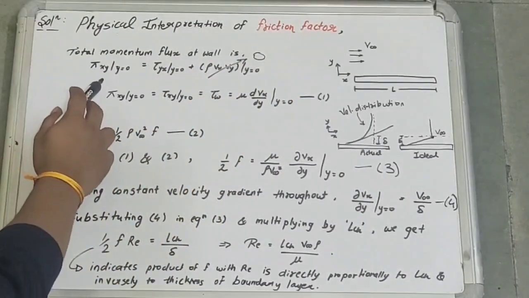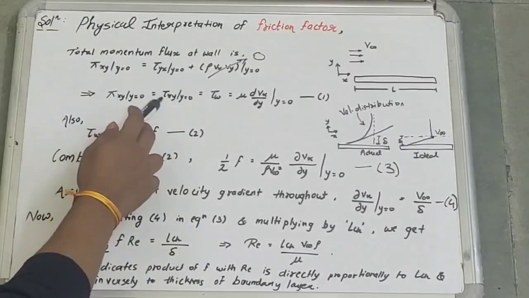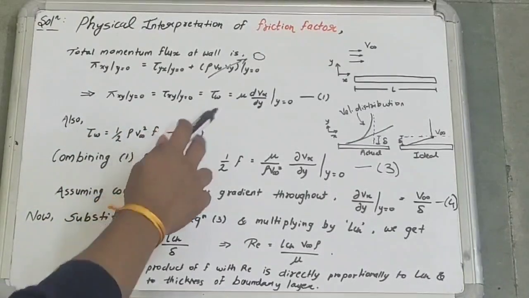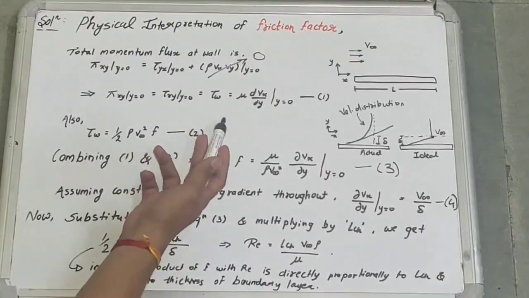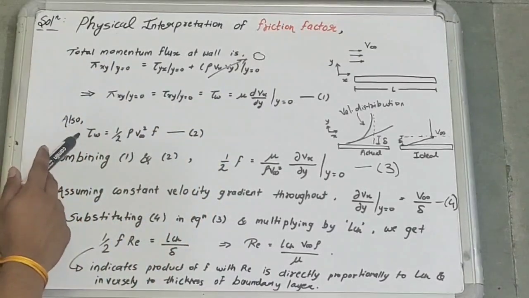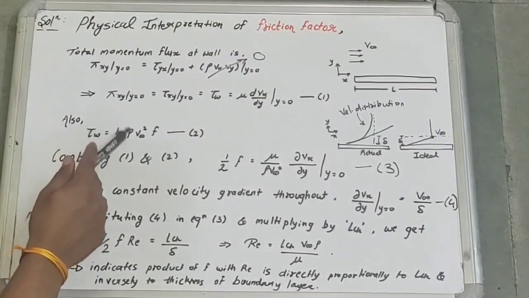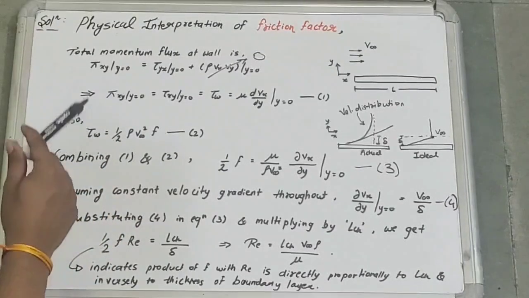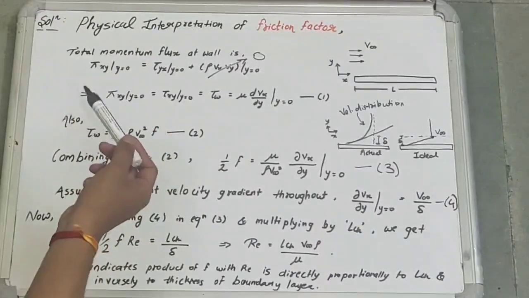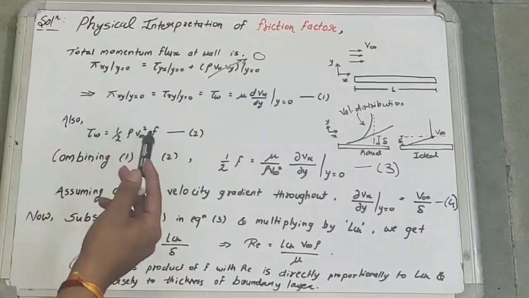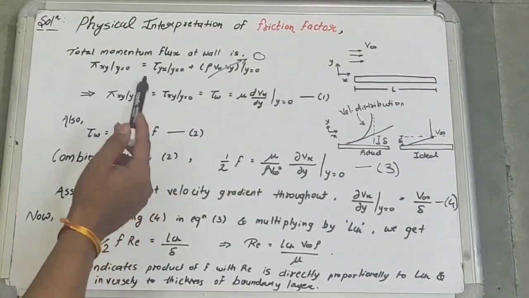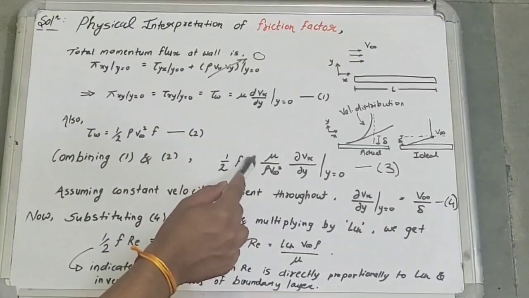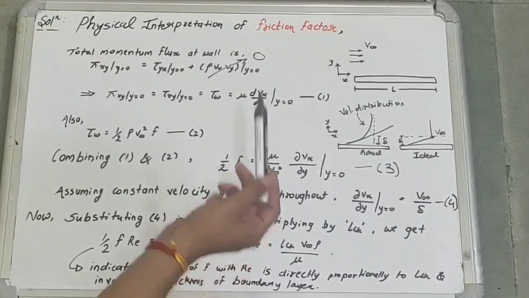So this momentum flux will be given as pi xy is equal to tau xy at y is equal to 0, that is only the molecular flux, which is equal to tau is equal to mu dVx upon dy using Newton's law of viscosity. This is our equation 1. Also, we have one equation which is given as tau is equal to half rho v infinity square f. This is needed because we need the value of the molecular flux and it cannot be calculated directly, so we introduce the dimensionless term f, which is the friction factor. Now, combining these two equations, we get half f is equal to mu by rho v infinity square into dou Vx upon dou y at y is equal to 0.